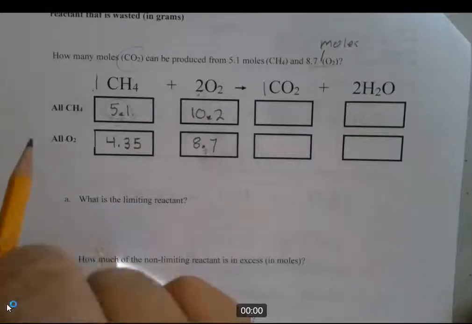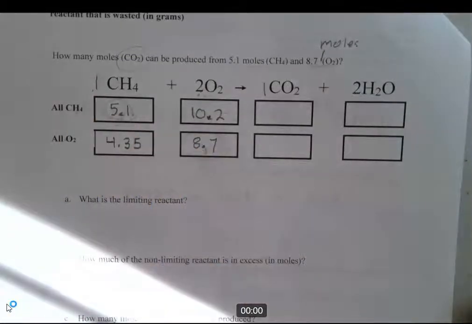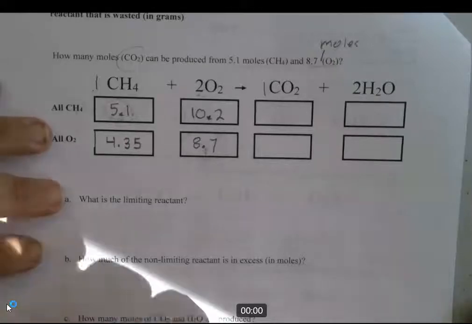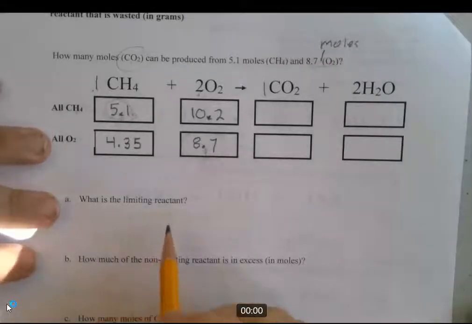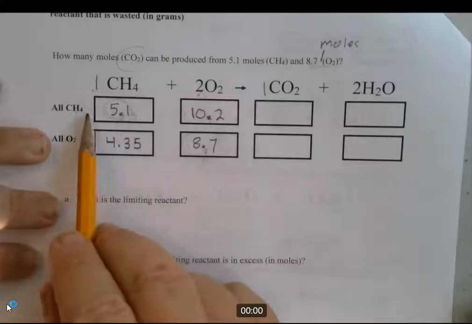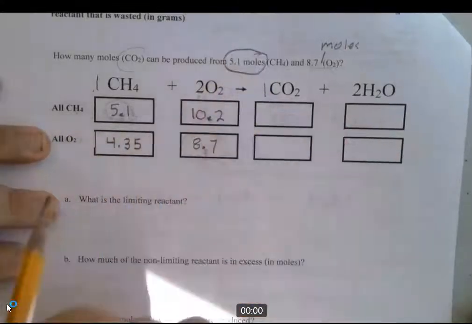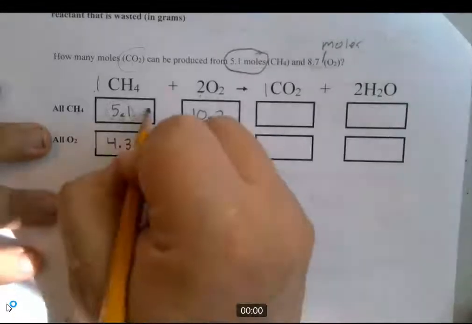Okay, so now we're going to go around this and we're going to see, do we have at least this much of each of these compounds? And we're going to just put a yes or no. You can just write Y or N if you would like. I'm going to do that. So do we have at least 5.1 moles of CH4? Yeah, right there. We were given 5.1 moles of CH4, so I'm going to put a Y there.